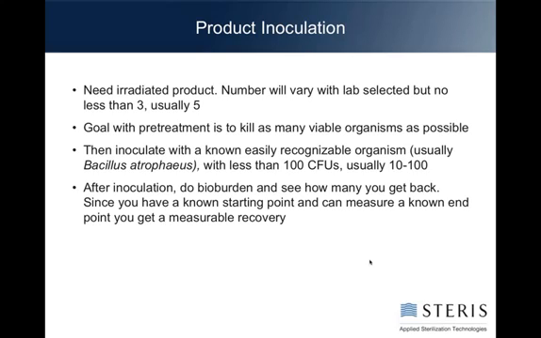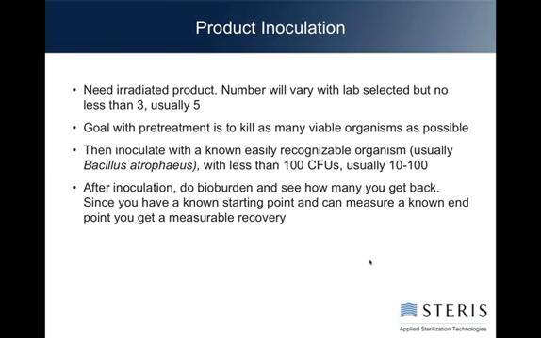The most commonly used organism is called Bacillus atrophaeus, and you're usually going to inoculate the product with less than 100 CFUs, usually somewhere between 10 and 100. You want to have enough that you can see them extracted, but not so many that they're difficult to grow.